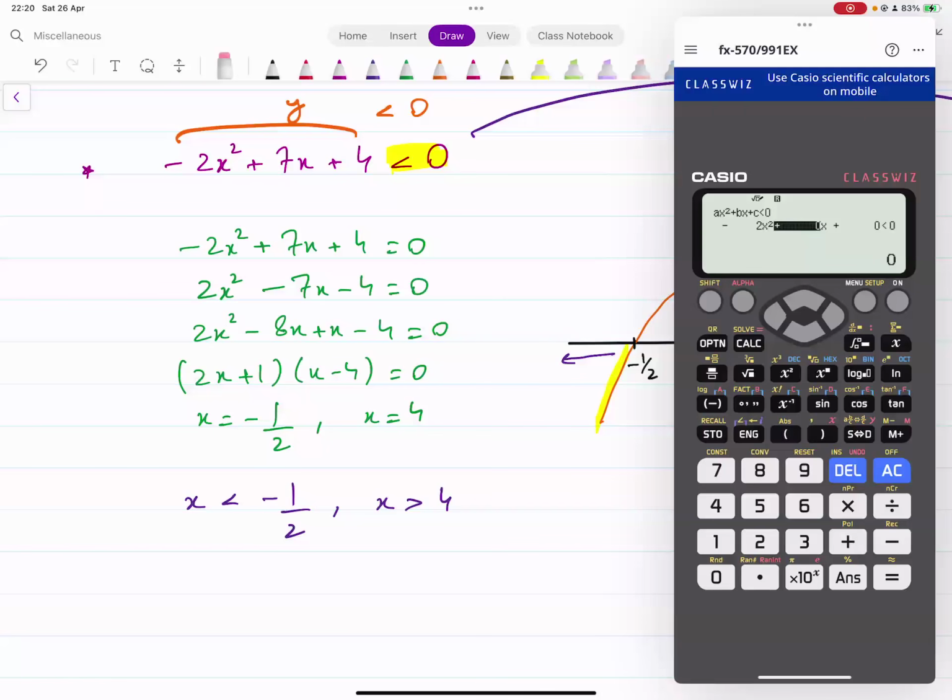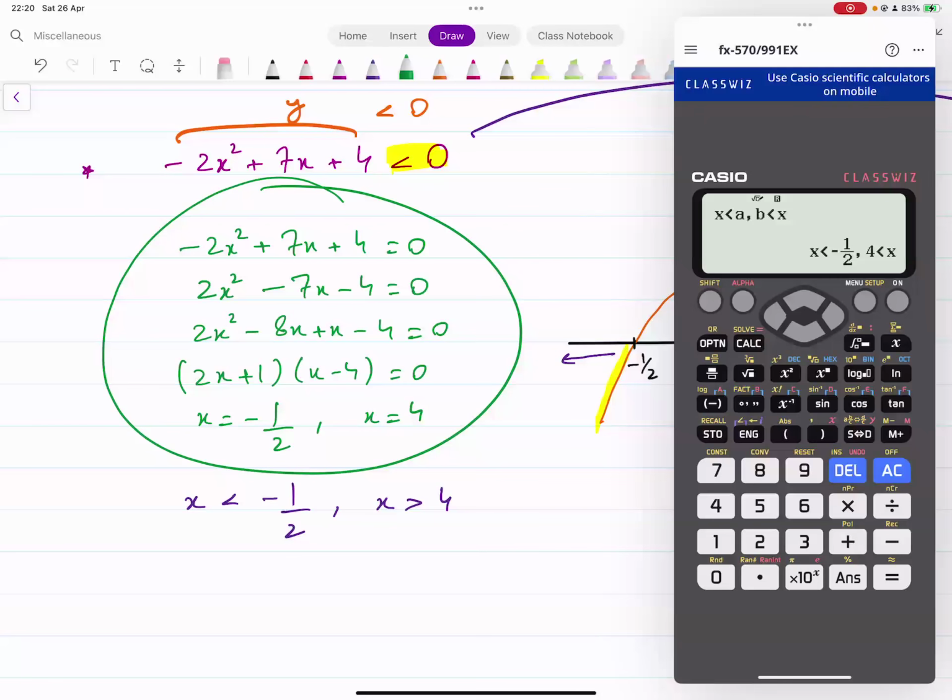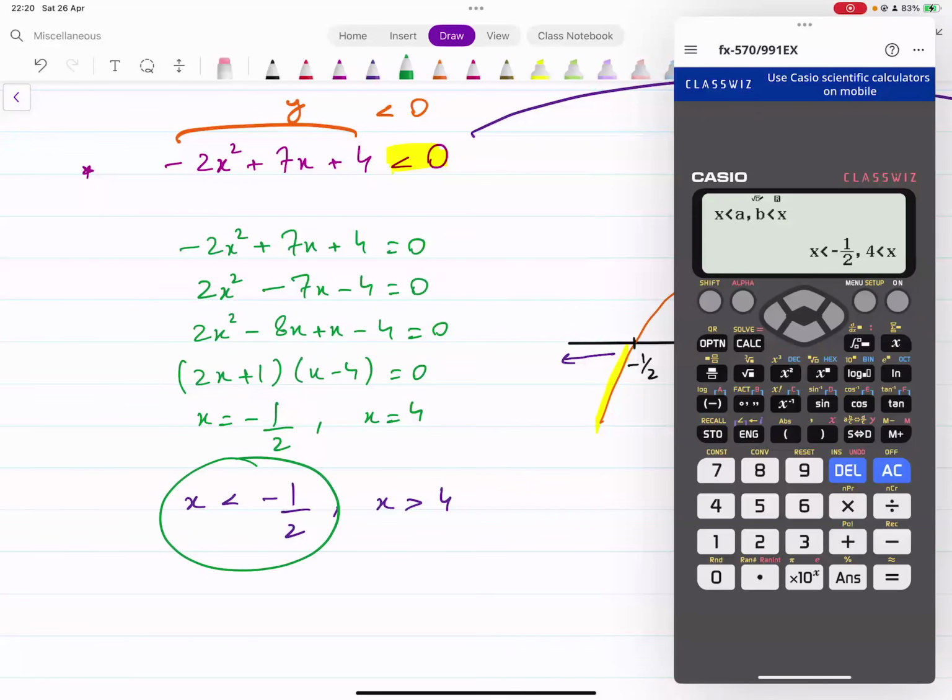So after you're done with this part, you found these x-intercepts. If you're not sure about the inequality signs, you get them from the calculator. x is less than -1/2 and x is greater than 4, and that's your final answer. All right, so that's it. That gives you the result. So you don't have to show this graph. There are no marks for showing this graph. You just write down the answer directly.